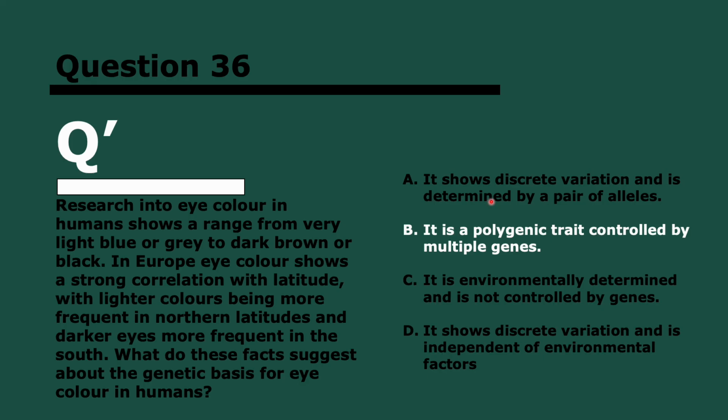Why? Okay. So A is false because it's not determined by a pair of alleles, right? Otherwise, you wouldn't be able to have so many combinations. C is false because it's not environmentally determined and it is controlled by genes, right? And then it is not independent of environmental factors either because, as we can see here, different areas have different eye colors, right? And it's not discrete entirely either. But it is polygenic because there's many different phenotypes, right? Many different eye colors. And it's controlled by multiple genes as well because you have a lot of variation, right, in eye color. It's not just brown or blue, but you can have dark brown, light brown, hazelnut brown, etc., right? Okay. So that's why it's not discrete variation entirely.